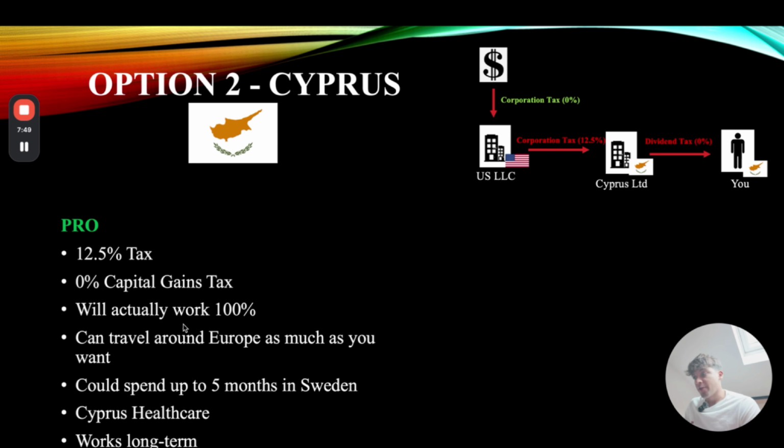You actually get Cyprus healthcare, because a lot of the problems people talk about is, oh, but if I get out of my tax system, I won't have healthcare. If you relocate to Cyprus, you can most definitely apply for healthcare in Cyprus, completely free, like most European countries. And it works long term. If you actually want to settle down eventually, it still works. It's still a solid residency.